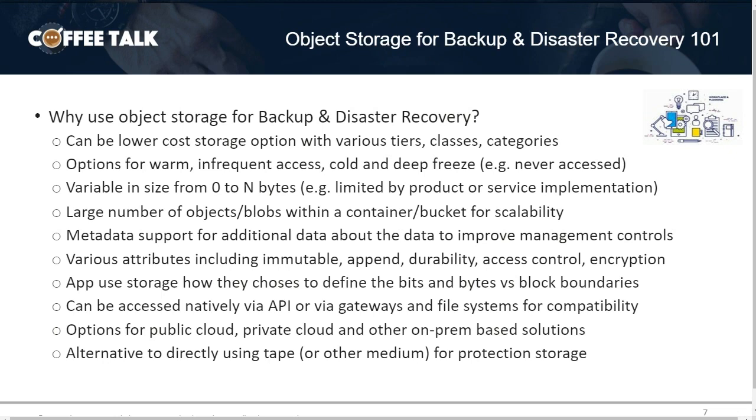And one commonly referenced is that because it can be lower cost, depending which attributes you choose to use, it could also be an alternative to directly, key phrase I'm using there, directly using tape or other mediums for protection storage. Some of the services may have or do have tape in the background. It's abstracted. You probably wouldn't know it unless you did some digging, poking around. And that's the way it should be, is that it's abstracted from you to give you different service attributes.